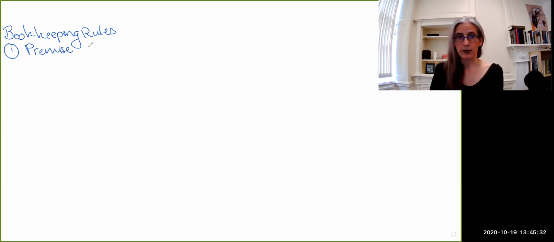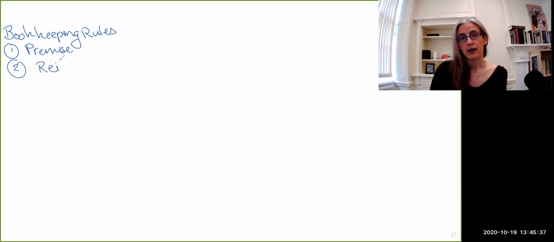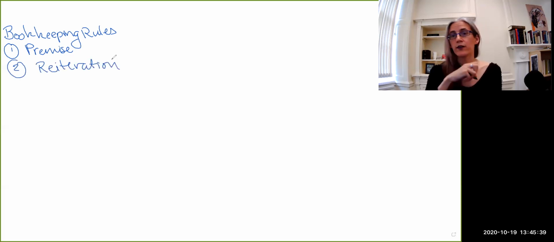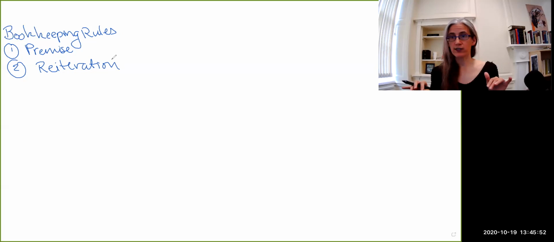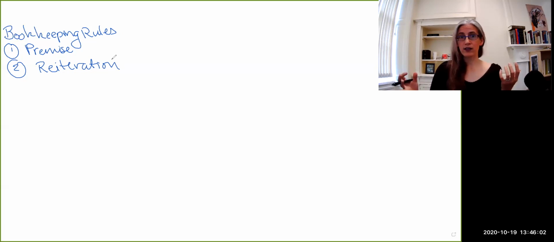The second bookkeeping rule that we have is called reiteration. And basically what reiteration says is if you have a proposition already in your proof at a particular line, you can write it down again at another line. That's all reiteration says. If it's already in your proof, you can write it down again. Now, you might think, why would I ever want to do that? I've already got the formula. Why do I need to write it down again?